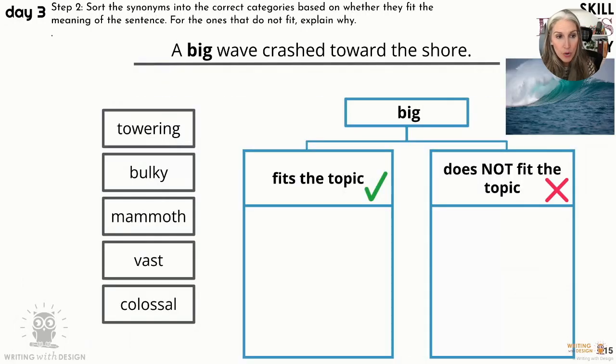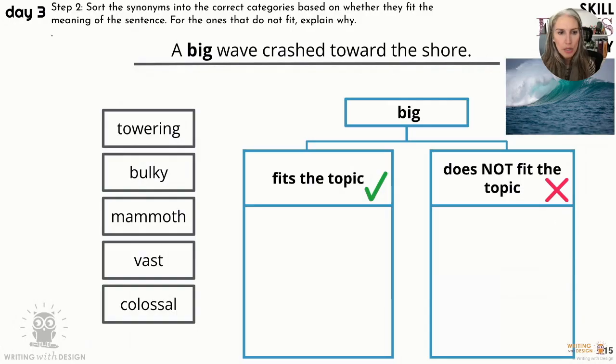Notice with the words towering, bulky, mammoth, vast, colossal, all of these are going to be some stretch words for students. We really wanted to make sure we weren't just teaching synonyms that also become overused, like huge and giant. So we've got towering because it really is a very tall wave. That fits. Bulky, no, that does fit in some situations. Maybe if we're talking about a hippo trying to get through a doorway, right? It would be a bulky hippo, or a bulky jacket, right? A big jacket. So we want to put that in the does not fit.